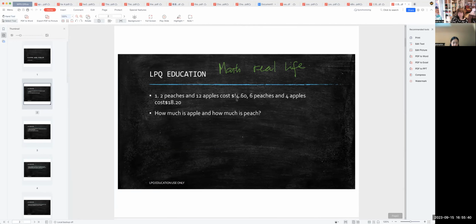Why is it like that? It should be a 14, right? It wouldn't be that cheap. I think it should be a 1, and somehow it turned into that. Yes, it should be 14. Should be $14.60. And 6 peaches and 4 apples cost $18.20. How much is the apple and how much is the peach?